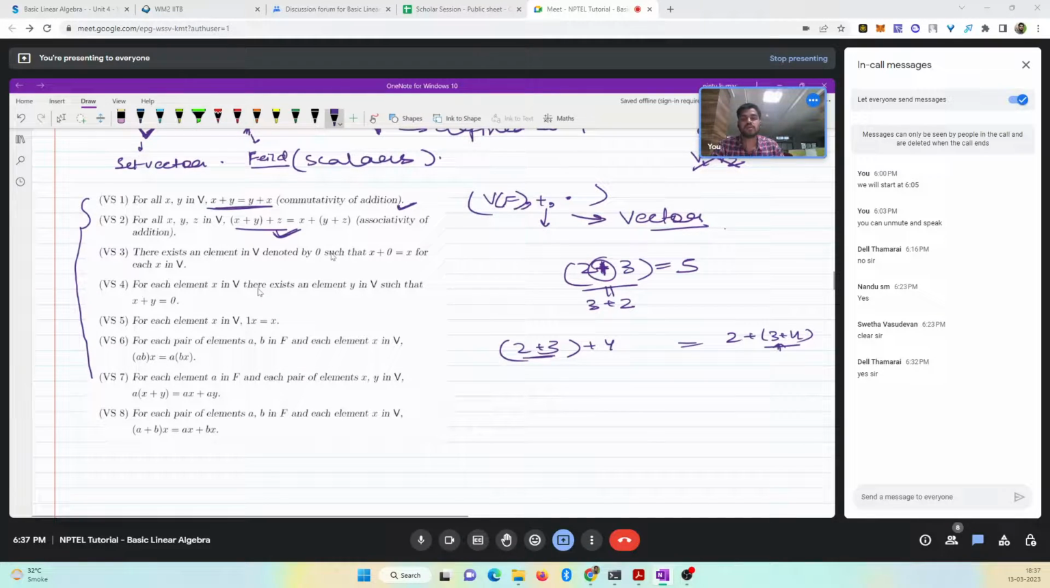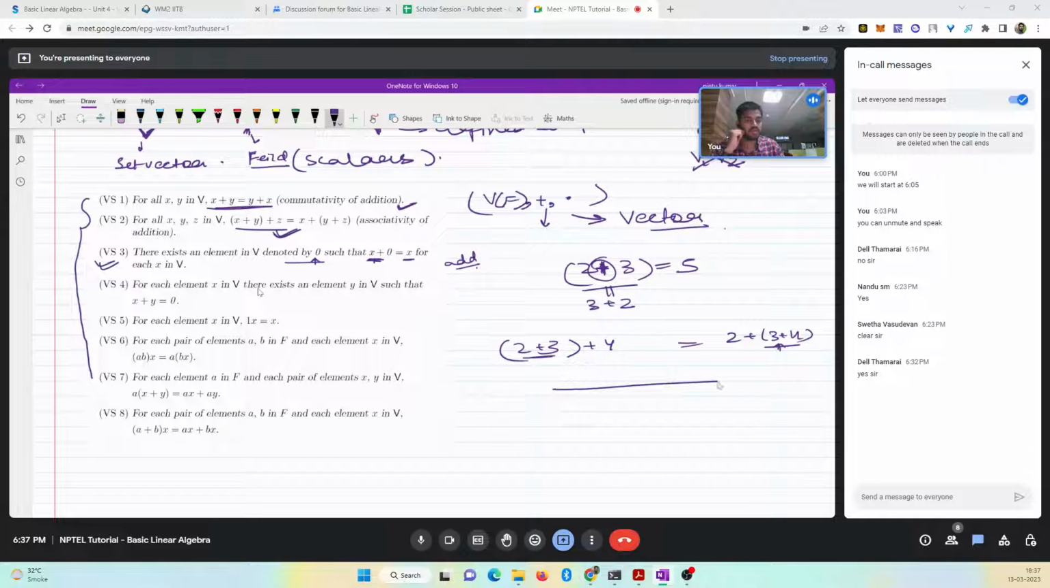Third property is the existence of identity, that is additive identity. What this means is that you should have an element denoted by 0, so that if you add it to any element in that set, you obtain the same element.